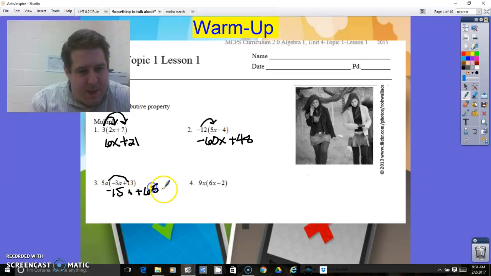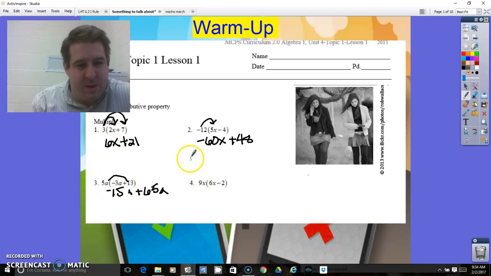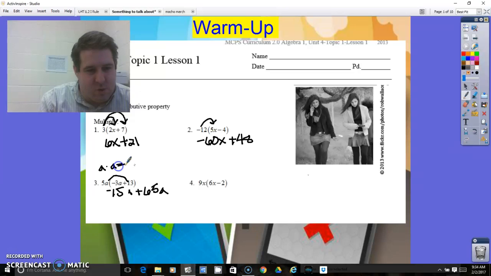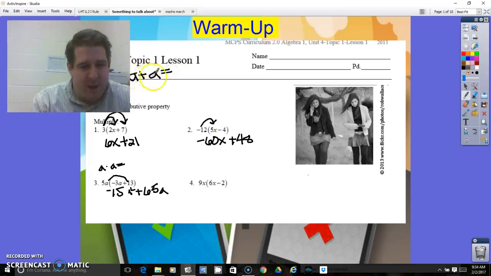But what you're going to notice as the difference between questions 3 and 4 and 1 and 2 is the fact that it has a variable on the outside of the parentheses. So when you have an a times another a, that's going to make a squared. Now I know you might be thinking a times a is 2a, but that's actually a plus a. When you add them, you have 1a plus another 1a, so 1 plus 1 makes 2 a's. So this is negative 15a squared plus 65a.